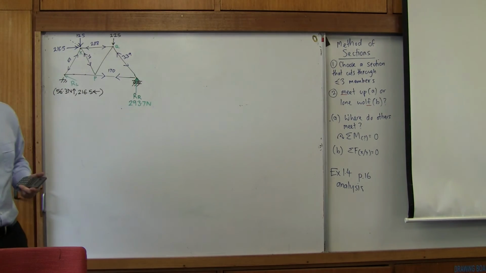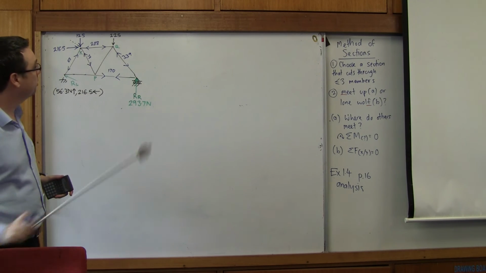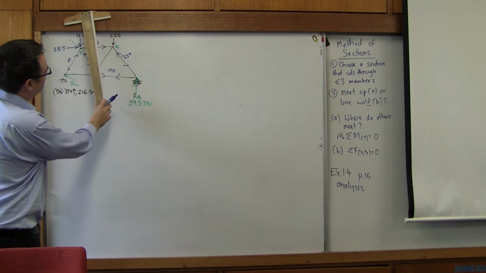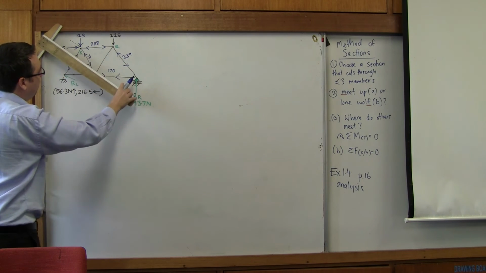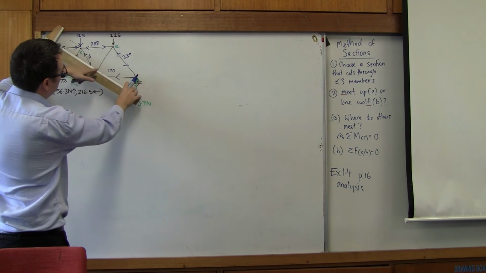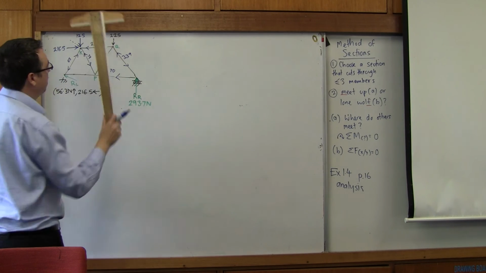So we want to find PQ, and so we're going to cut something like this, right? Again, we could cut like this, we could cut like that, but that would be ridiculous. 1, 2, 3, 4, that's too many, right? This way here, nice and simple. So we're going to cut through that.